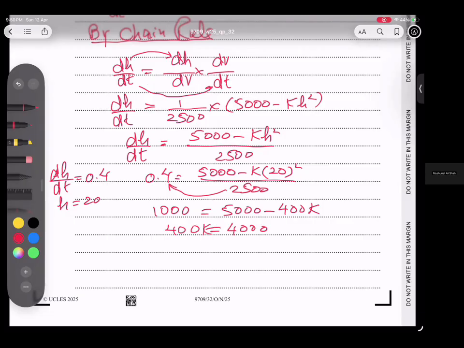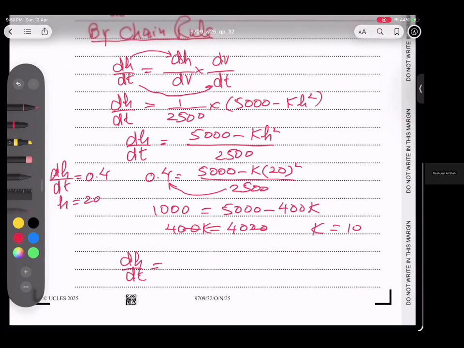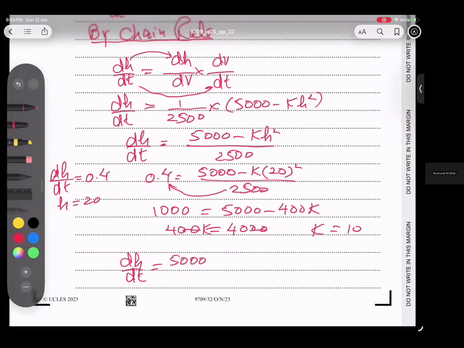Sorry, k is also there. The k value becomes 4000 over 400, the zeros cancel out, and I get 10. I'm going to copy this 10 here. So finally dh/dt is 5000 minus 10h squared over 2500. We can take 10 common from the top, and 10 cancels with the lower 0. So we get (500 minus h squared) over 250, sorry, not 2500.